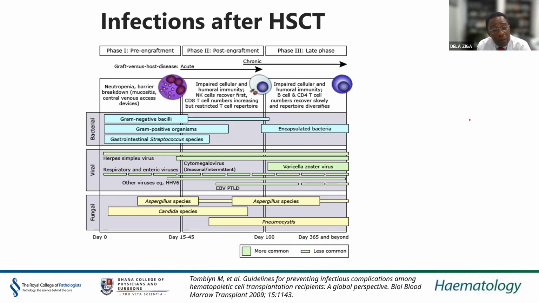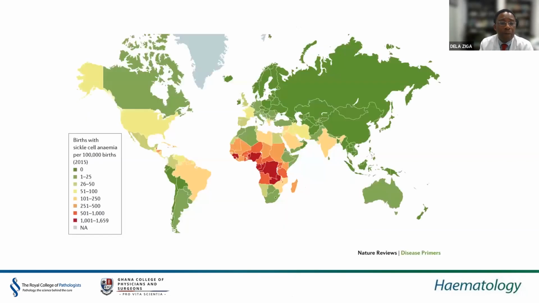Pneumocystis should always be in mind. From around day 60, pneumocystis infections can occur, and so these children will have to be on Bactrim or any other agent, a second agent, for prophylaxis.